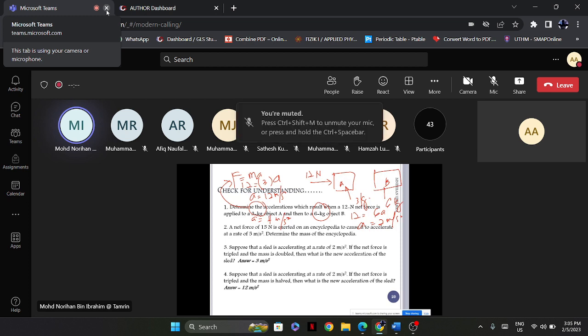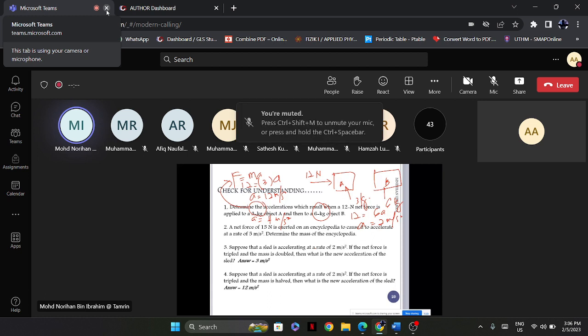And the same goes to example 2. Check for understanding, which is a net force of 15 Newton is exerted on an encyclopedia to cause it to accelerate at the rate of 5 meter per second square. Determine the mass of the encyclopedia. Okay. Yang ni pun consider sebagai straightforward punya question lah. We can just substitute into the equation of F is equal to MA, then you can get the answer from that.